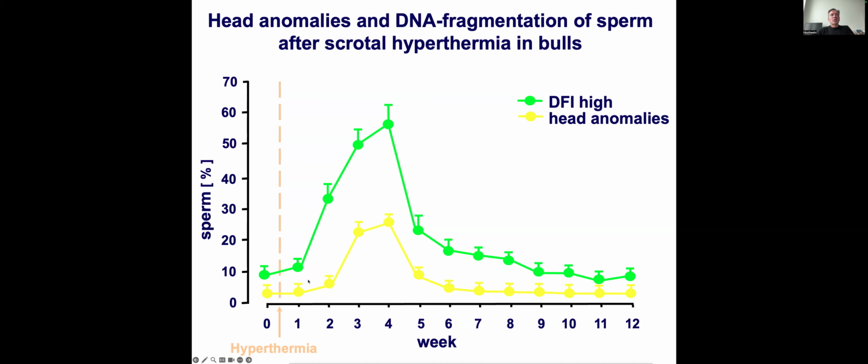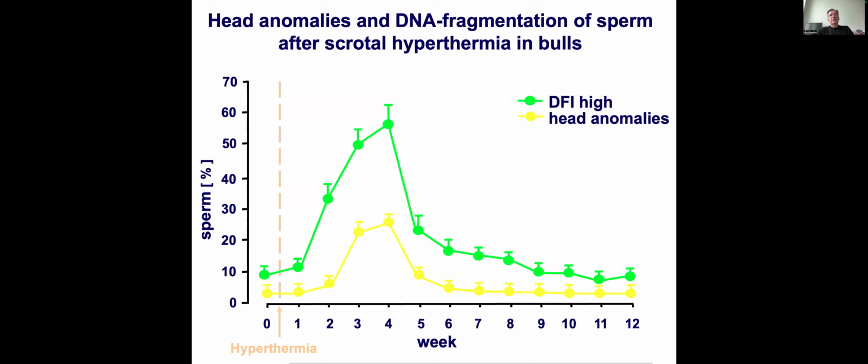But what was more interesting was that if we look at the morphology of the sperm, only 25% of the sperm showed morphological anomalies. It means that you cannot detect all the sperm with a DNA damage by using morphology. This is important because a lot of people think that if you are measuring the morphology of the sperm, you also detect the sperm with a DNA damage.